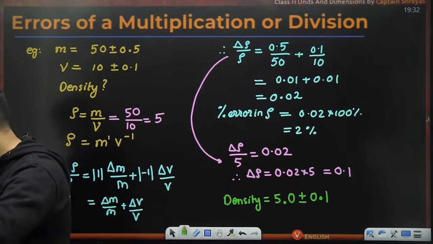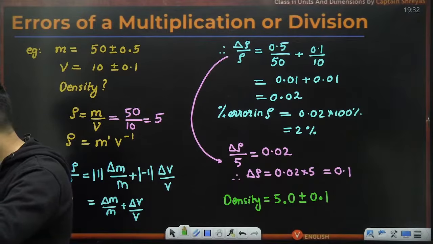Is this absolutely clear, guys? Akshay, now did you understand?